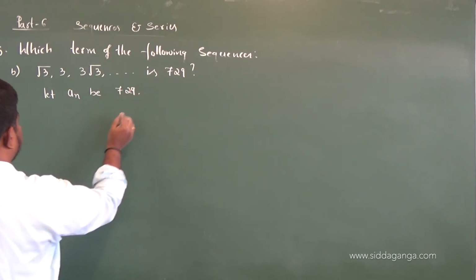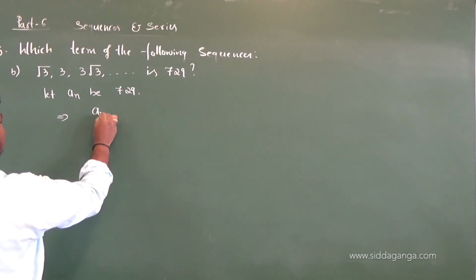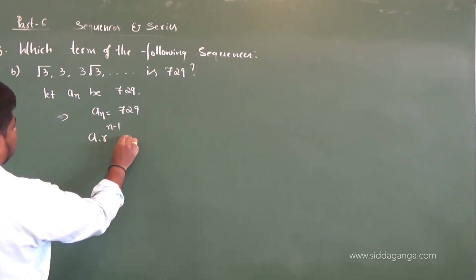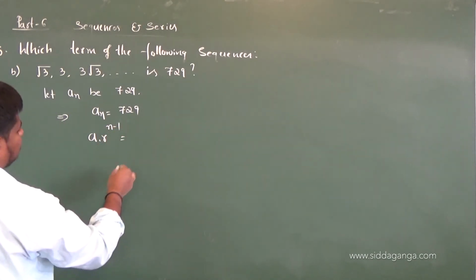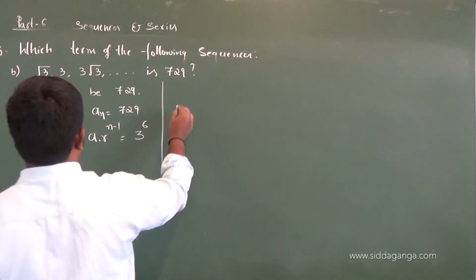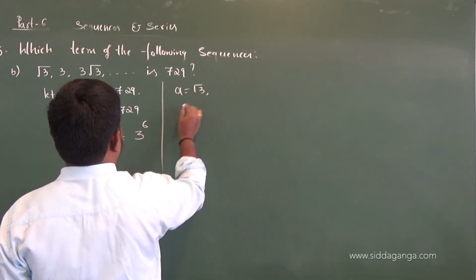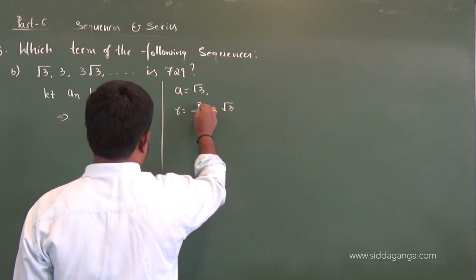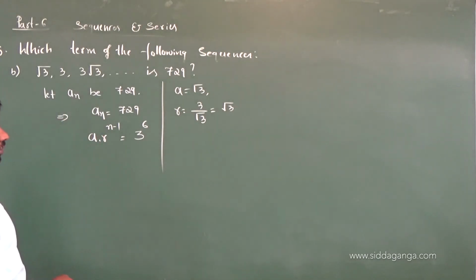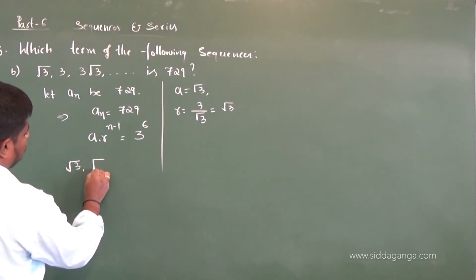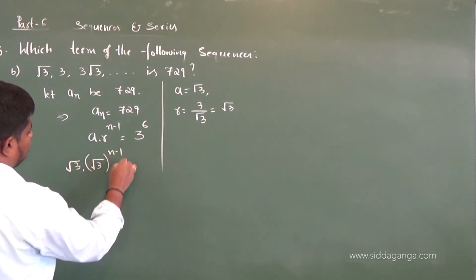This gives an is equal to 729. You mean a into r power of n minus 1 is 729, and I can write 729 as 3 power of 6. So what is a? a is root 3. r is 3 by root 3, so you get root 3. 3 can be written as root 3 into root 3, so root 3 into root 3 divided by root 3 is root 3. Now a is root 3 and r is again root 3, so root 3 power of n minus 1 is equal to 3 power of 6.